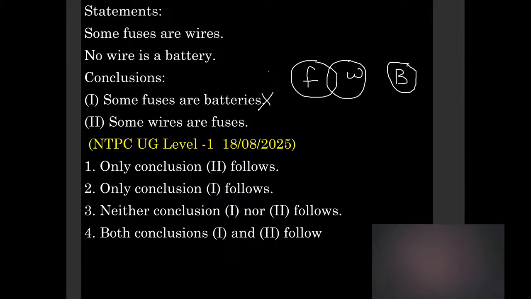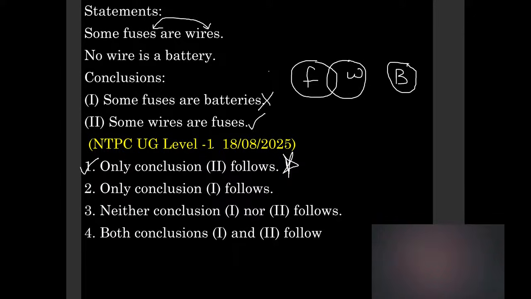Next, some wires are fuses. Some wires are fuses means here wires and fuses are both intersecting. So as those both are intersecting, we can say some wires are fuses. So this is correct. If you observe, in this statement these two words got interchanged. As statements are always true, you can say the second conclusion is true. Just those two words are interchanged, so the second one is definitely true. We cannot make it false. So the second conclusion follows, which is option 1. Option 1 is the correct answer: only conclusion 2 follows.